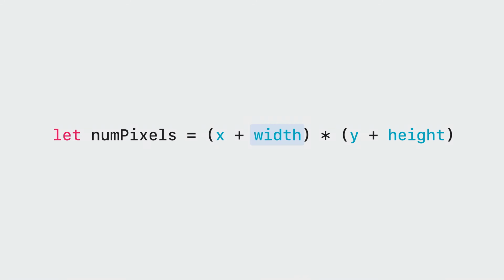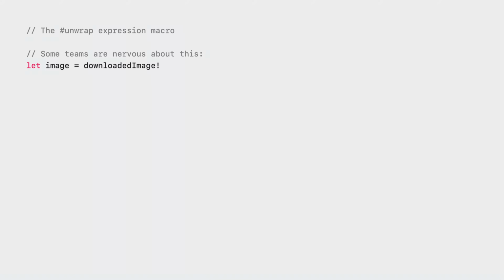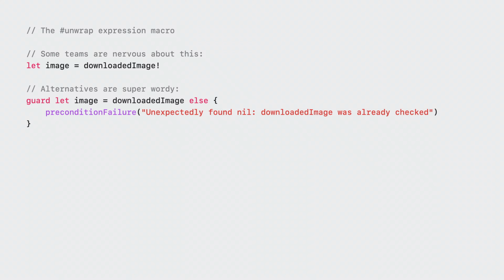How would you use one? Imagine you need to force unwrap an optional. Swift provides a force unwrap operator, but some teams feel that it's a little too easy to throw in a force unwrap without thinking about its safety. So their style guides tell developers to write something more complex that indicates why the value should never be nil. But most of these alternatives, such as using a guard let and then calling precondition failure in the else branch, are a little too much ceremony. Let's design a macro that strikes a better balance between these extremes.